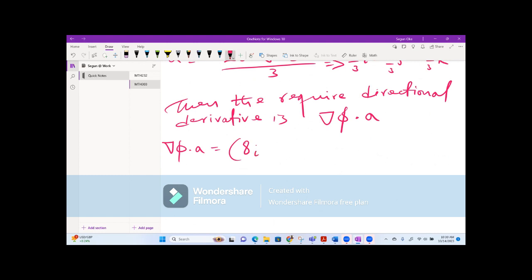It's going to be 8I minus J minus 10K dot A, 2 over 3I minus 1 over 3J minus 2 over 3K.